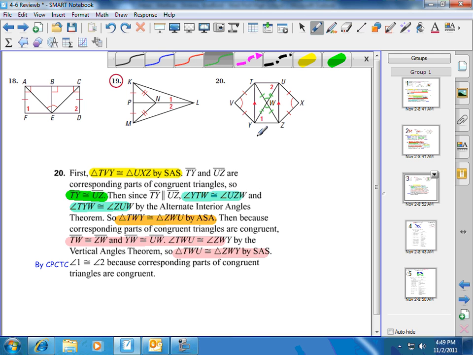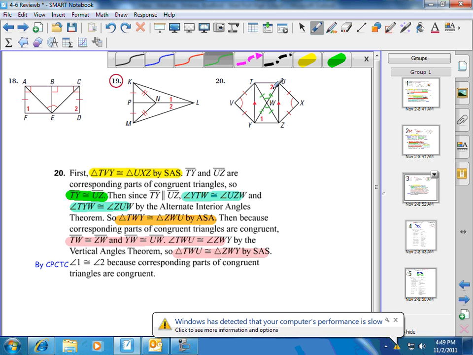And that being the case, angle 1 and angle 2 are corresponding. See, if you flip this over, this side here goes with this side here. And this side here goes with this side here. So angle 1 and angle 2 are corresponding angles, and they're congruent. So that's number 20.